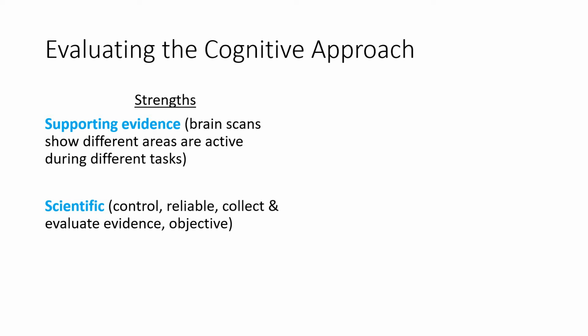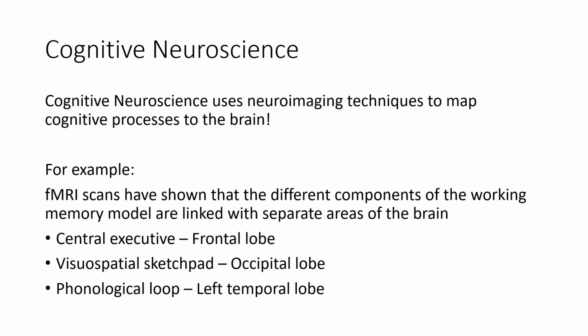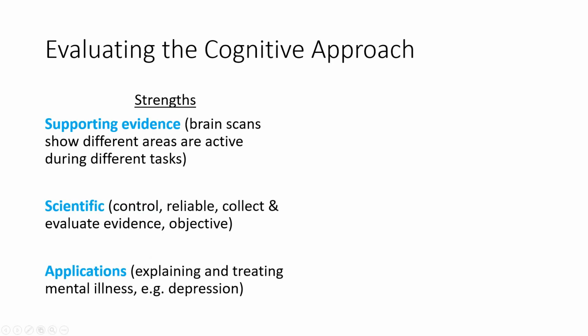Furthermore, it's very scientific, so it tends to use lab studies, which means we have a high degree of control, it's very reliable, we have a good level of internal validity, as well as using objective measures such as fMRI scans, like we said here. Finally, it has a lot of real-world applications, so the cognitive approach, as you learned about in your psychopathology module, could be used to explain and treat mental illnesses like depression. So cognitive behavioural therapy has its roots in a cognitive approach to psychology.